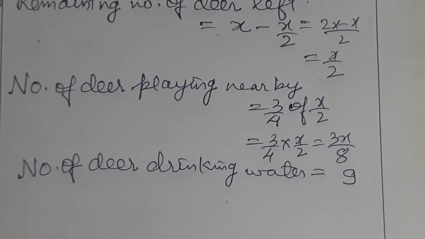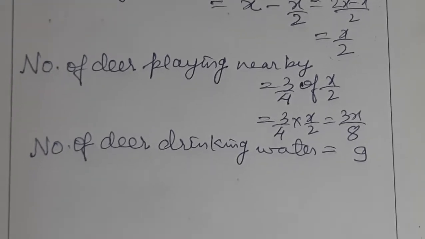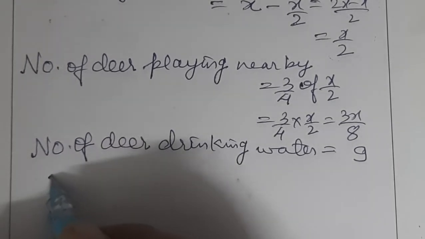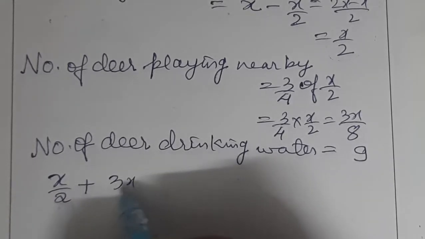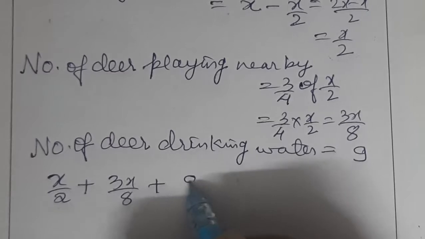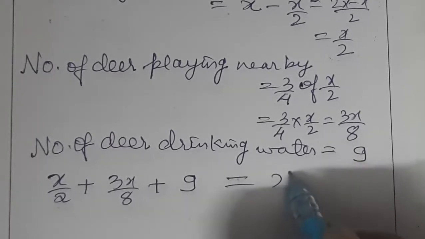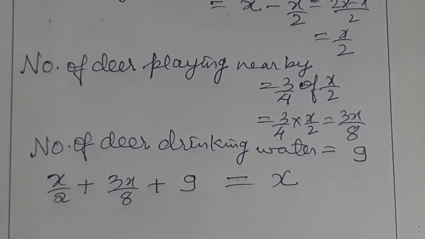Now, total number of deer includes grazing x by 2, playing 3x by 8, drinking 9. So see children how we have formed the equation. Grazing, playing, drinking. These 3 types of deer make the total number of deer. So we have formed the equation.